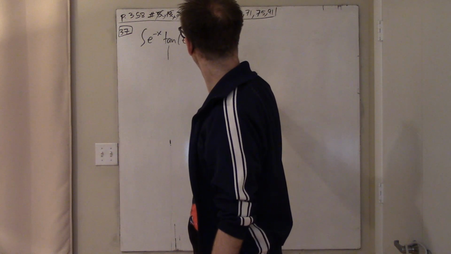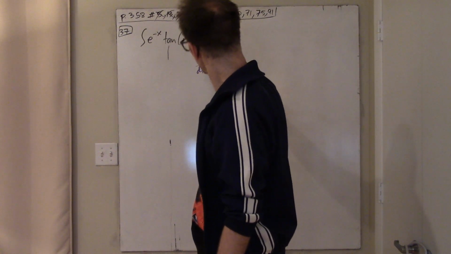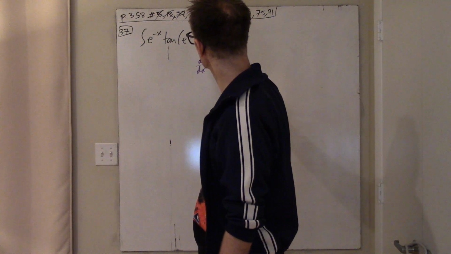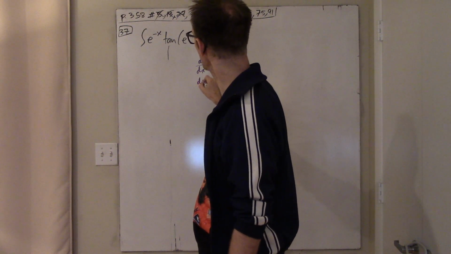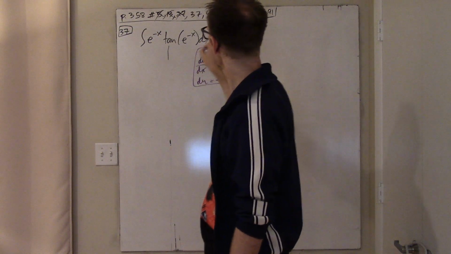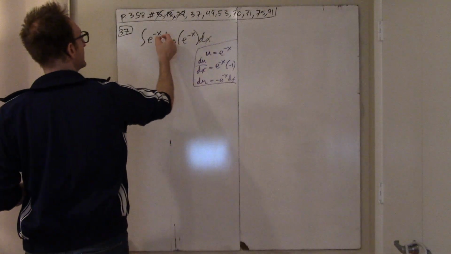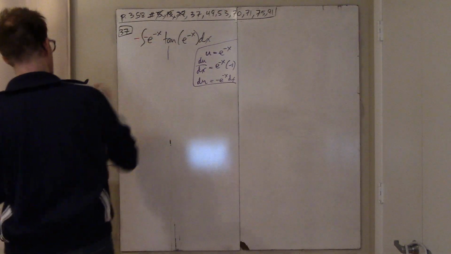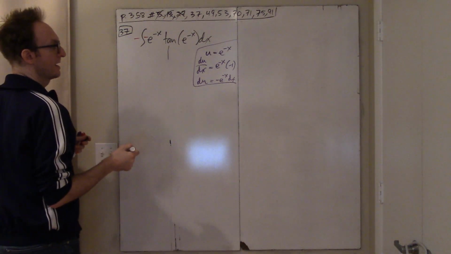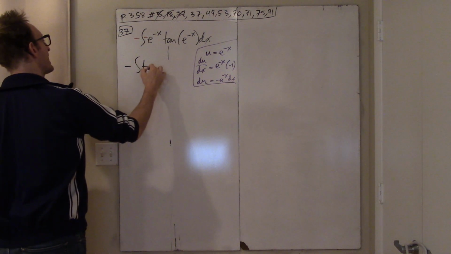So if I let u be e to the negative x, then du dx is the derivative of that, which is e to the negative x back inside, times negative 1. And so I get du is just negative e to the negative x dx. And therefore, I stick a negative in there and also on the outside, and it means that I can rewrite this as negative antiderivative tan u.